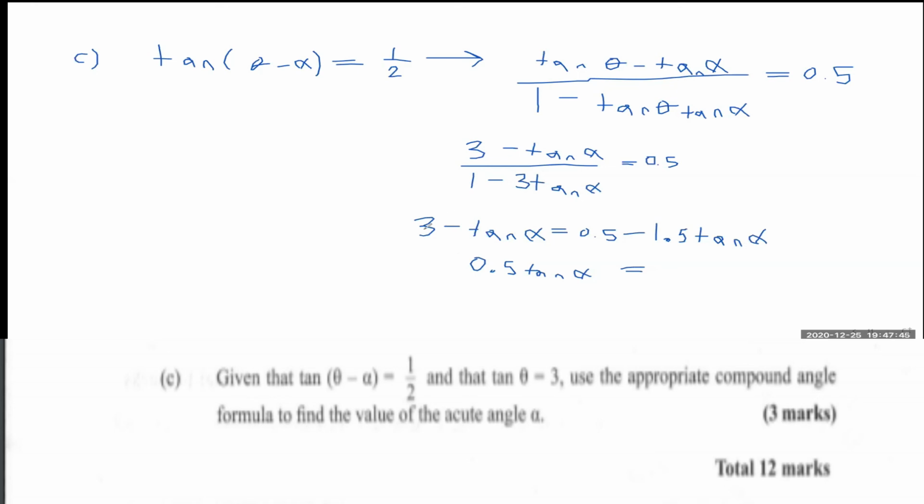Then let's bring over the 3 to this side now. So 0.5 minus 3 is minus 2.5. So what are we saying? We're saying then that tan alpha is actually equal to, we divide by a half both sides, so minus 2.5 divided by a half, that's negative 5. So tan alpha is actually negative 5. That is the value for tan of alpha.